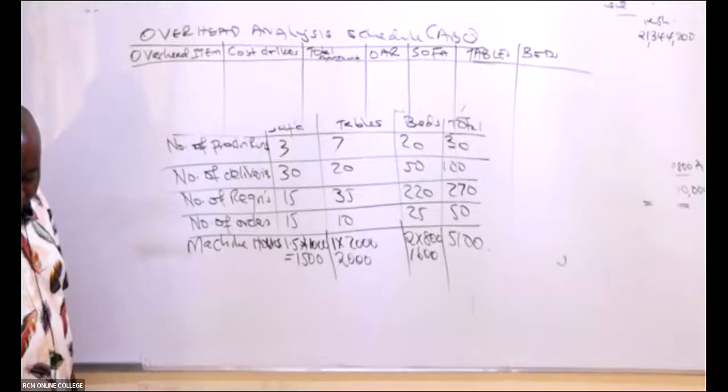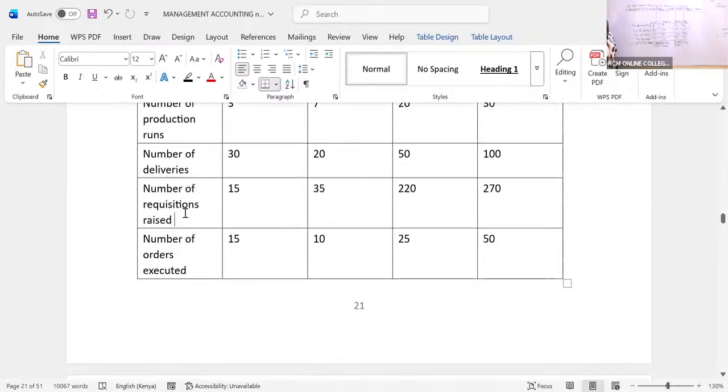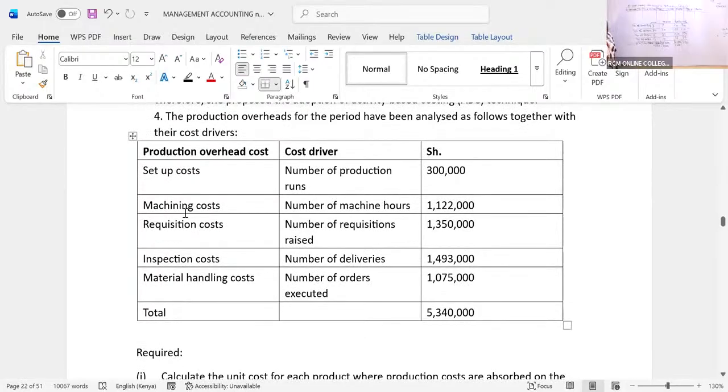So then we start with the first overhead item given. If you come to this table where they have given us production overheads, we start with the first one, which is the setup cost. So setup cost, what is the cost driver there? Production runs. Total amount, 300,000 shillings.